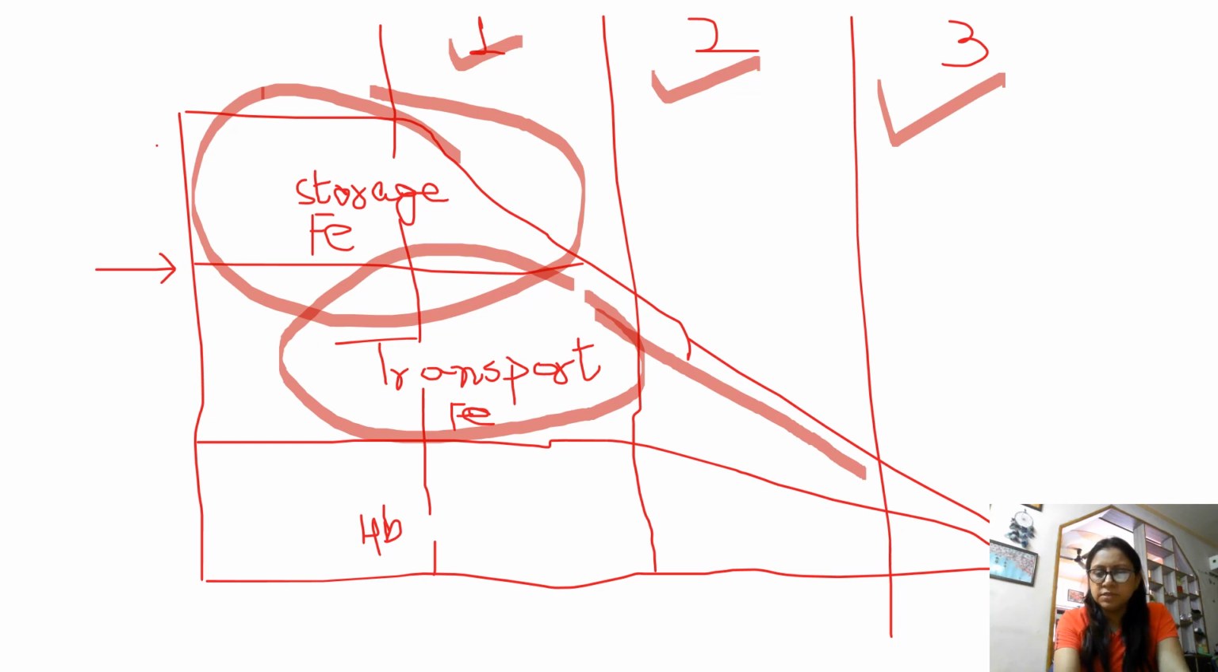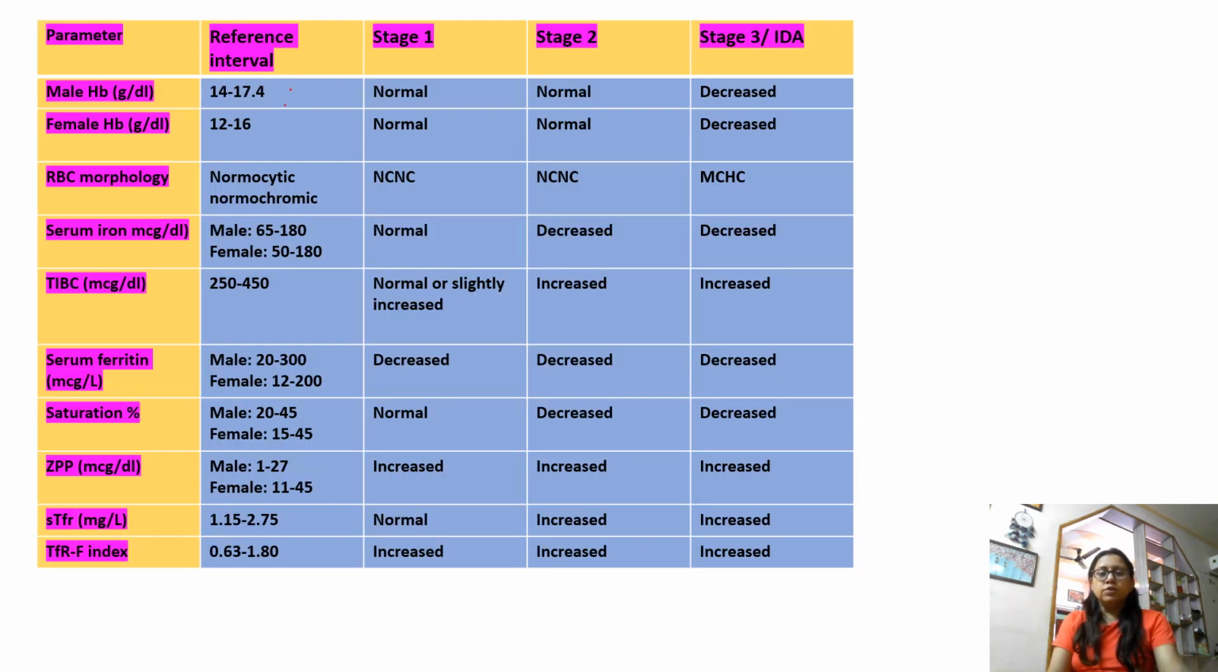Hemoglobin, everything comes down. So this table is very important. Fine, this I have made. So see, these are the parameters you have to remember. Male hemoglobin, female hemoglobin. I have given you the normal reference range, okay. What happens in stage 1 and 2? Male hemoglobin and female hemoglobin remain normal in stage 1 and 2. In stage 3 it is decreased.